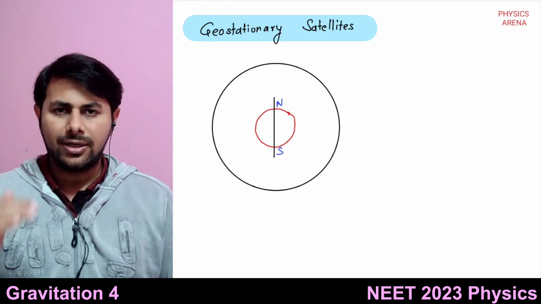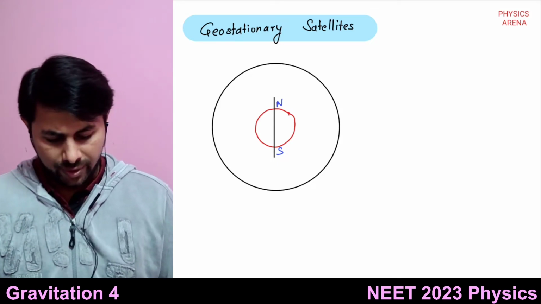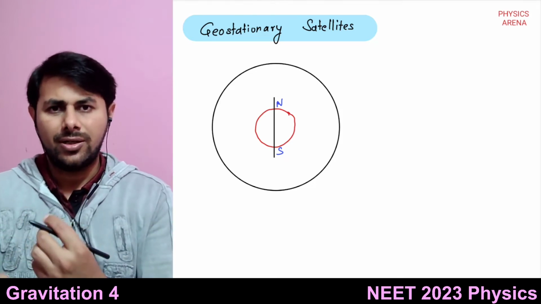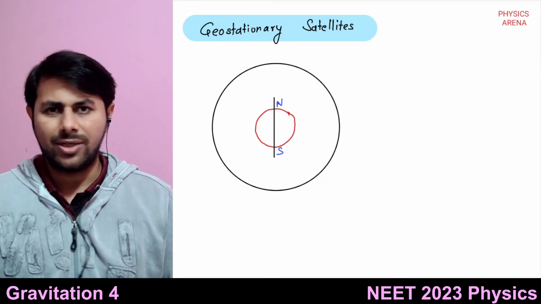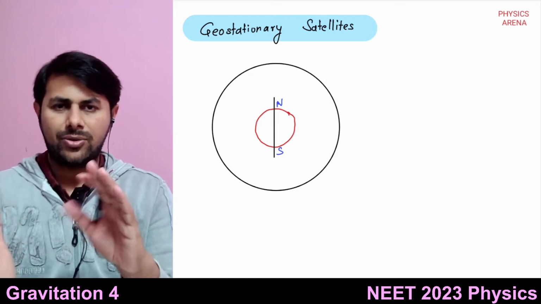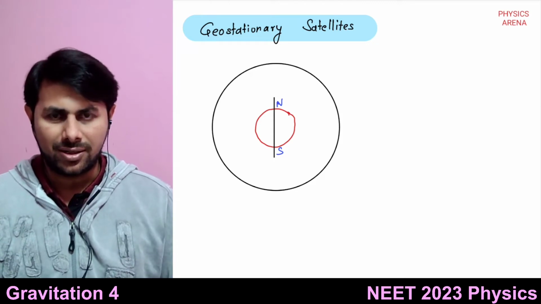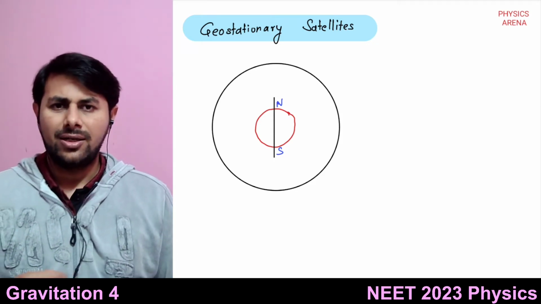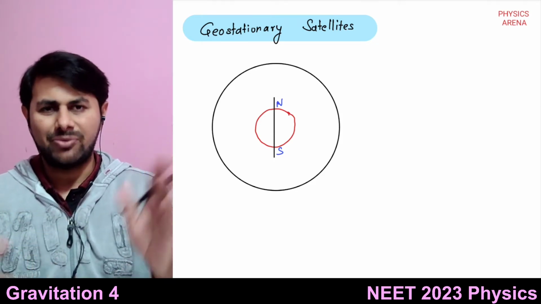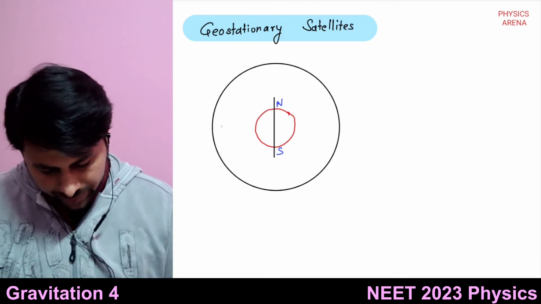So if you want a satellite to be fixed with respect to some position on Earth, it must revolve and complete one revolution in 24 hours. Okay. So if Earth rotates with some angle, that satellite will revolve with the same amount of angle, right? And if it is above some position, it will remain at that position only.